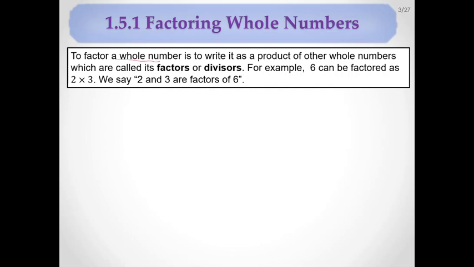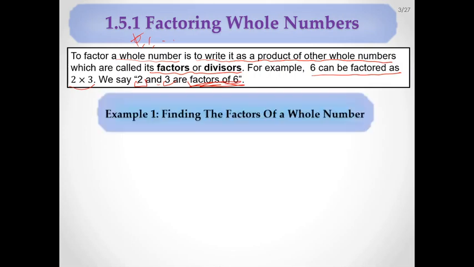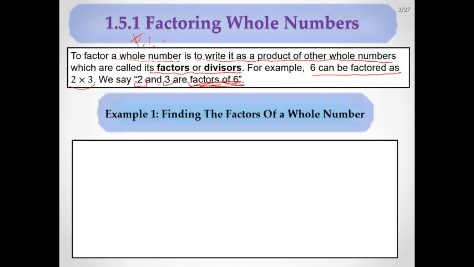To factor a whole number: whole numbers are 0, 1, 2, 3, and so on. So we generally don't do it for 0. To factor a whole number is to write it as a product of other whole numbers, which are called factors or divisors. For example, 6 can be factored as 2 times 3. So we say 2 and 3 are factors of 6. Finding the factors of a whole number.